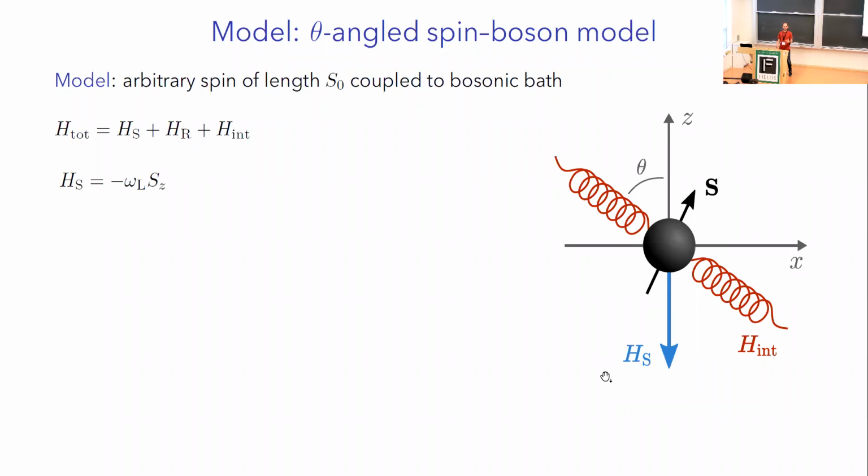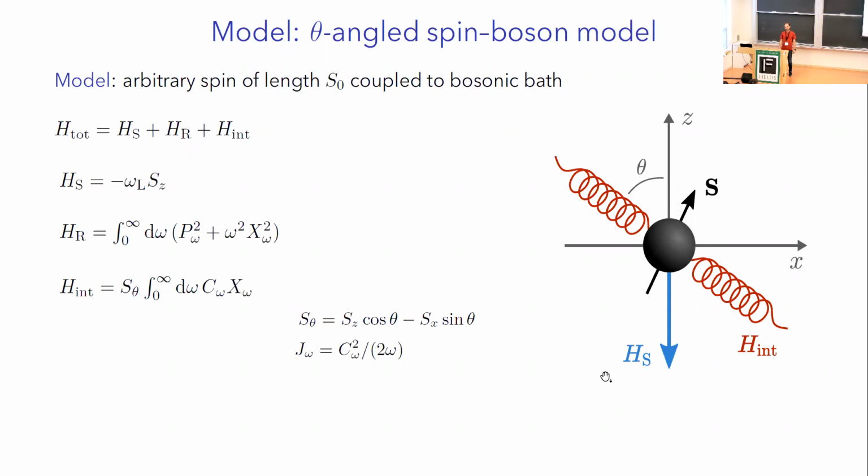just a spin with some energy basis I choose arbitrarily in the z direction. Then there is an environment, which is just harmonic oscillators, a bosonic bath, and then we have an interaction that is bilinear between the spin and the position operators of the bath. And the interaction with the spin is in principle in some direction that is not the same direction as the bare Hamiltonian of the system.